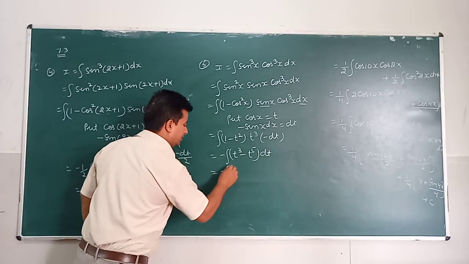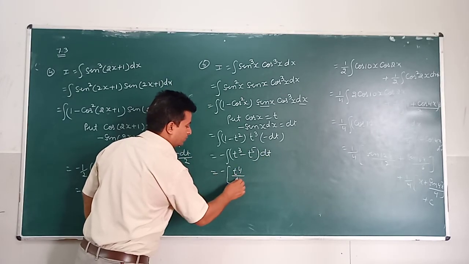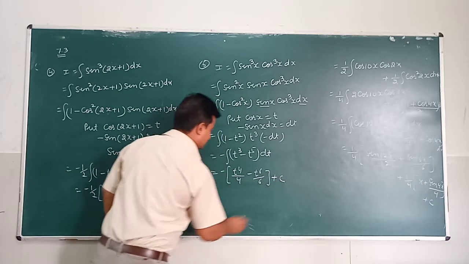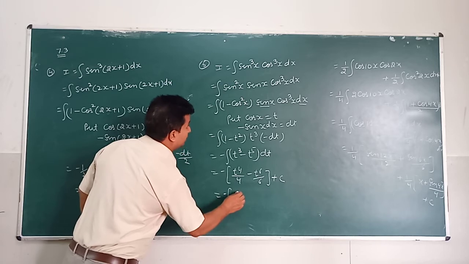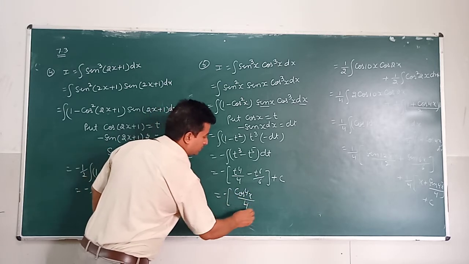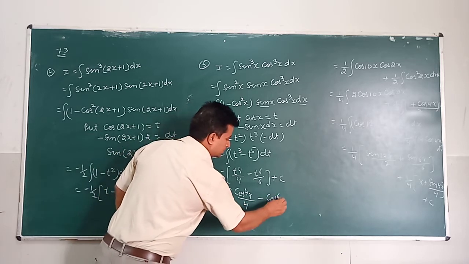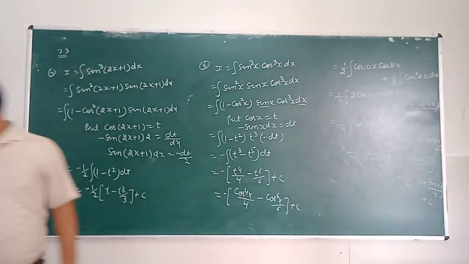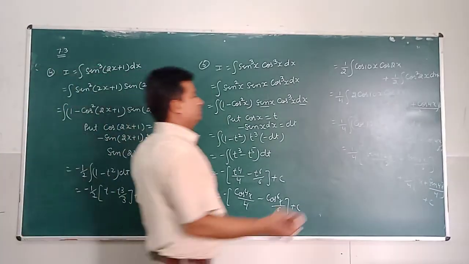When we integrate this, this is t4 by 4 minus t6 upon 6. When we put the value of t, it is cos 4x by 4 minus cos 6x by 6 plus c. This is the answer of question number 5.